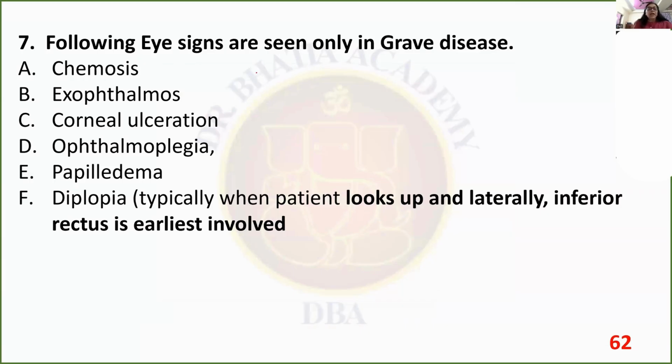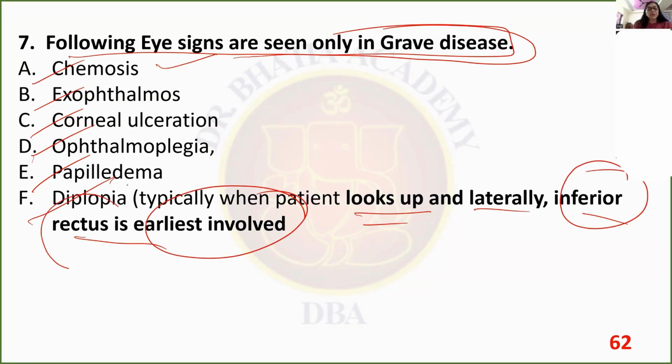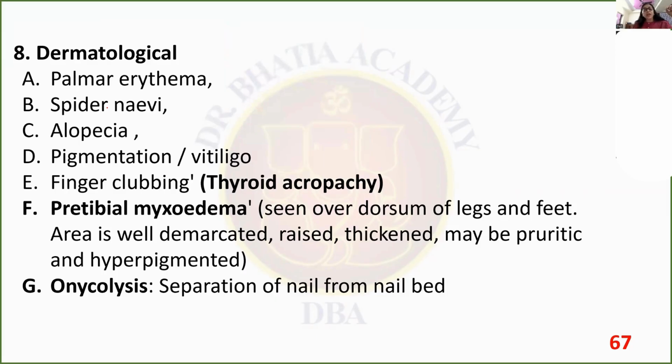So following the eye signs are seen only in Graves' disease, that is chemosis, exophthalmos, corneal ulceration, ophthalmoplegia, papilloedema, and diplopia, which is typically when the patient looks up and laterally. Inferior rectus is the earliest to get involved. Another MCQ, very important, the first muscle to get involved is your inferior rectus. So this is a specific chemosis, conjunctival chemosis is here.